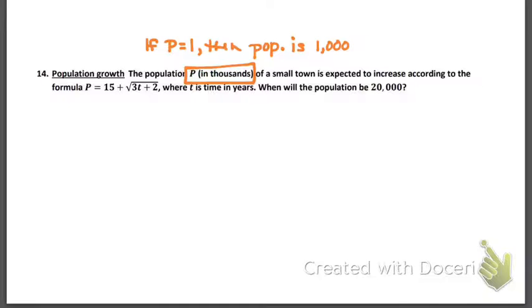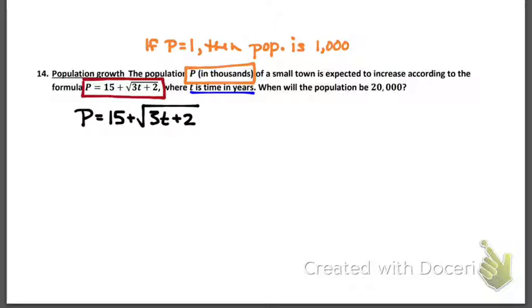The population P in thousands of a small town is expected to increase according to this formula. So that looks pretty important to me. I'm going to recopy that. P equals 15 plus the square root of 3t plus 2, where t is the time in years. When will the population be 20,000?